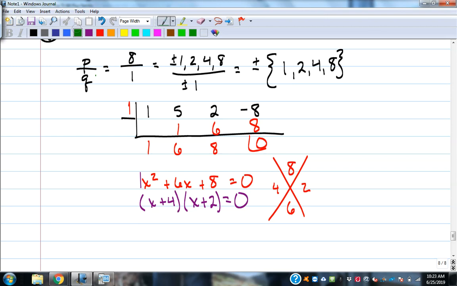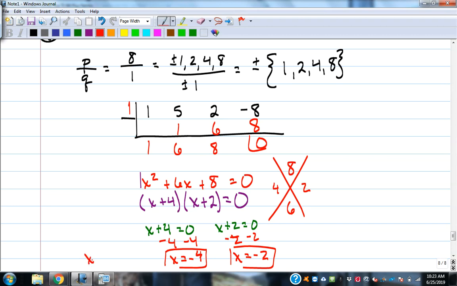And then I just set each one of those factors equal to 0. Oops. Plus 2 equals 0. And solve them. So -4, -2. So x equals -4. X equals -2. And then I had x equals +1 is this guy that I used in synthetic division. Don't forget that one. Okay.